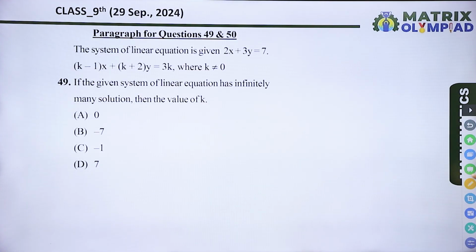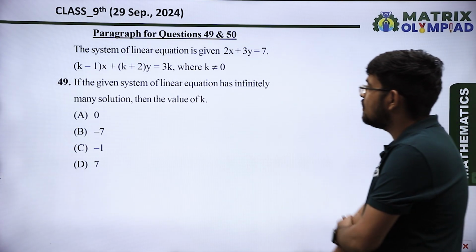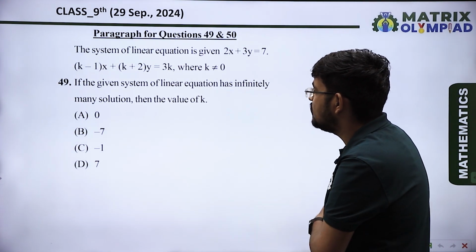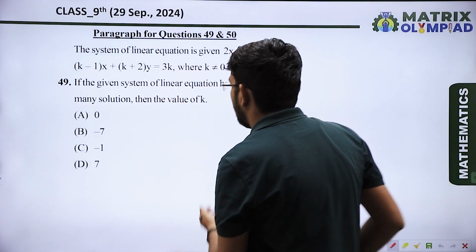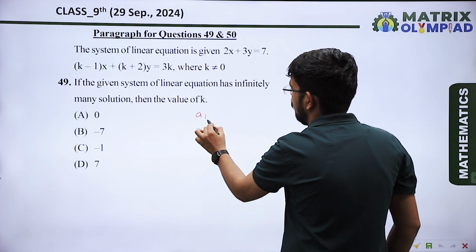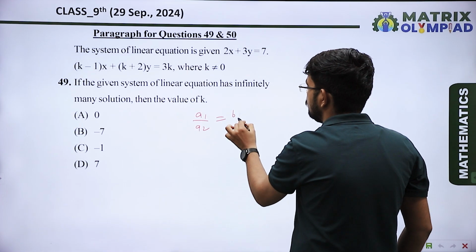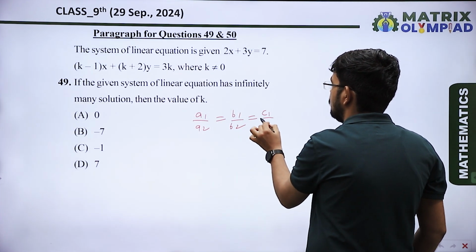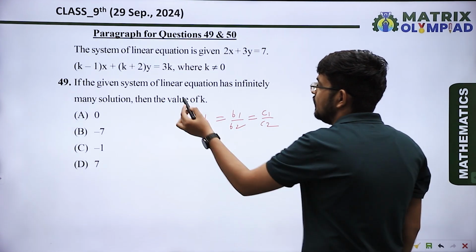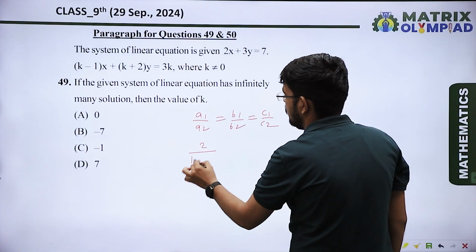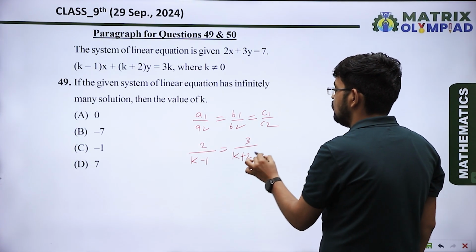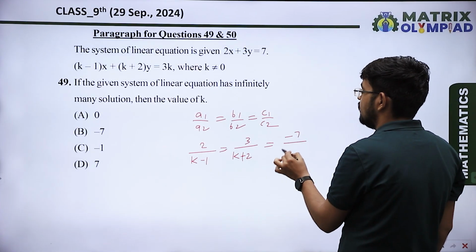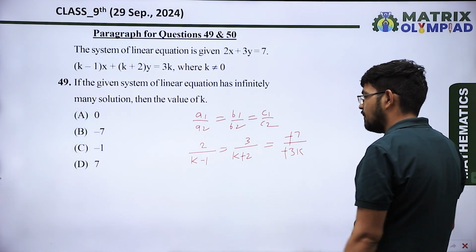In the next question, the system of linear equations. If the given system of linear equations has infinitely many solutions, then the value of k is. For infinitely many solutions, one condition is there, that is the ratio of the coefficients should be equal. So when you compare, that is 2 upon k minus 1 equals 3 upon k plus 2 equals minus 7 upon minus 3k, that will be the plus.